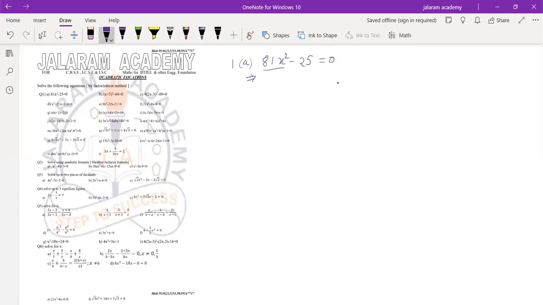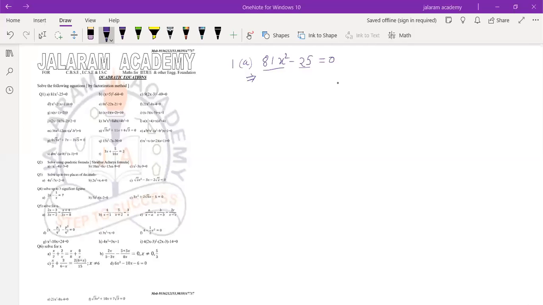And clearly it is the difference of two squares. So how to factorize it? Raise your hand. Can you factorize it? Yes, Arjun.